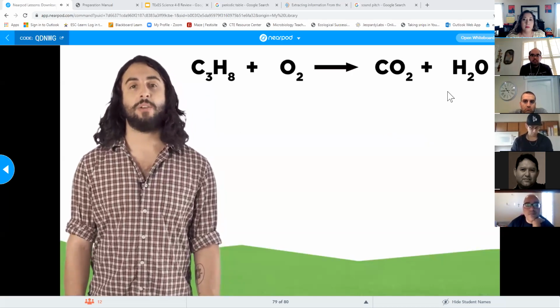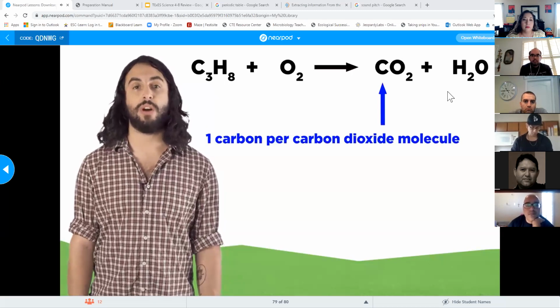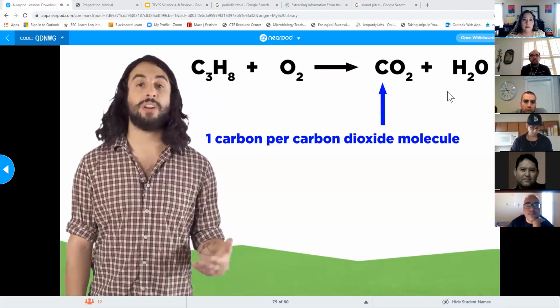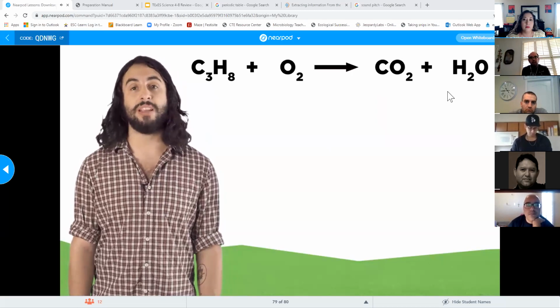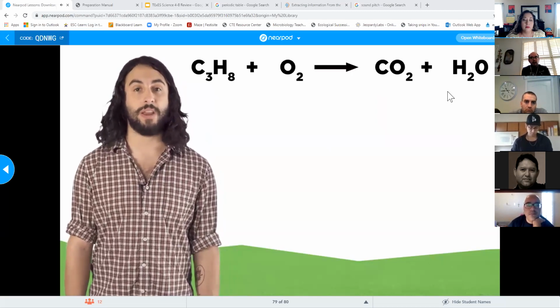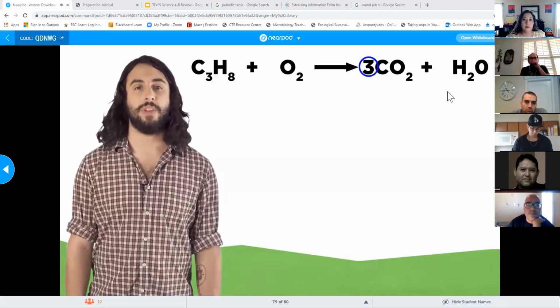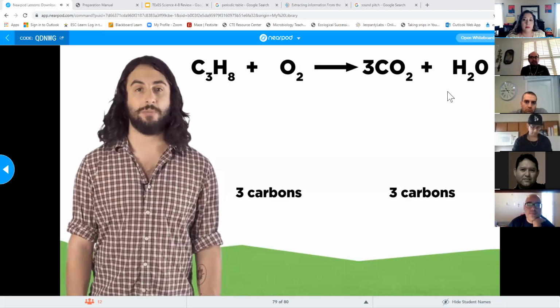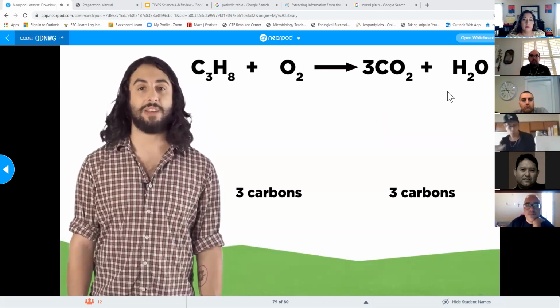And on the right, there is just 1 carbon for every molecule of carbon dioxide. So according to the carbons, we are going to make 3 CO2s with every propane. Let's put a 3 there. Now the carbons are balanced: 3 carbon atoms on each side.